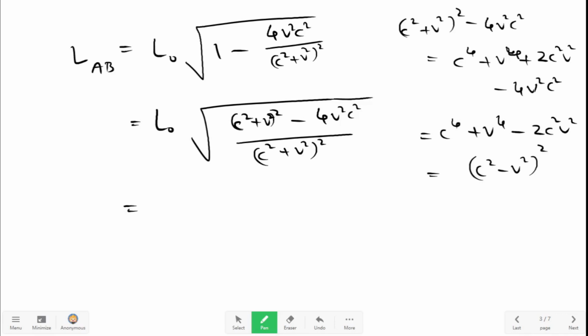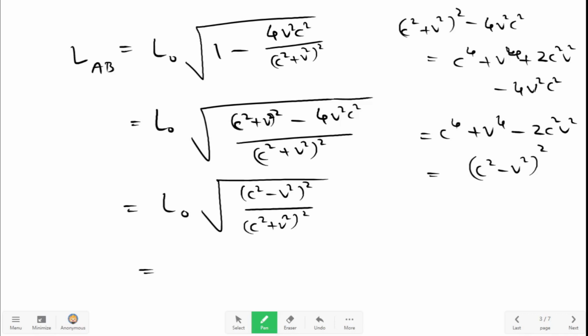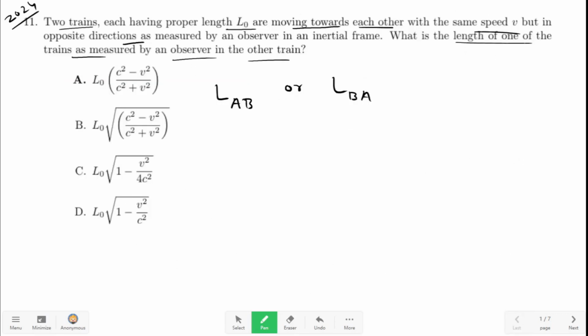Therefore we can write LAB is equal to L0 times root of C square minus V square the whole square divided by C square plus V square the whole square. Therefore, this is coming out to be equal to L0 times C square minus V square divided by C square plus V square. The correct answer is option A.